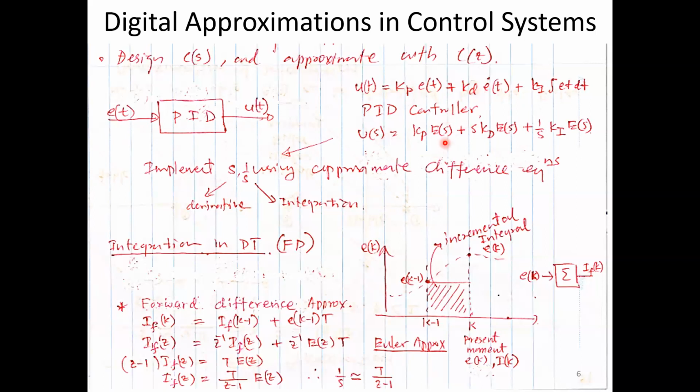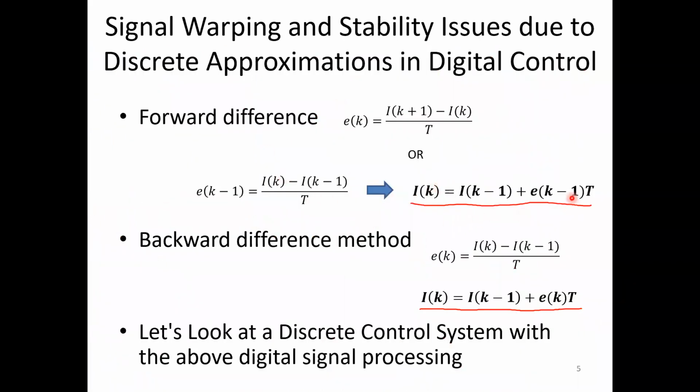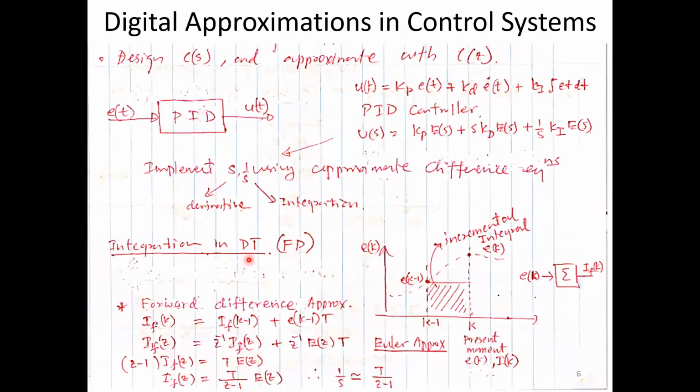So to implement this one, we need S and 1 over S. S for differentiation, 1 over S for integration. Okay, so derivative and integration. Let's take the forward difference equation, this one first, which says the error integral is the previous error integral plus previous error times t.